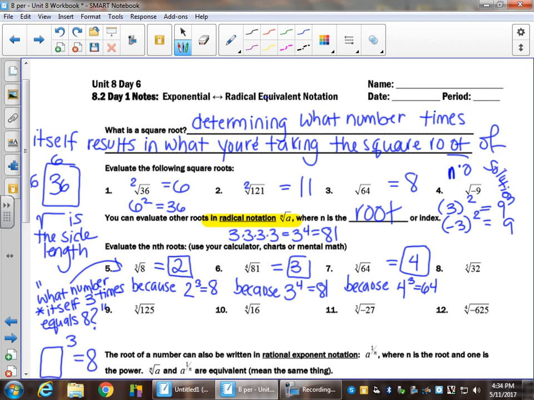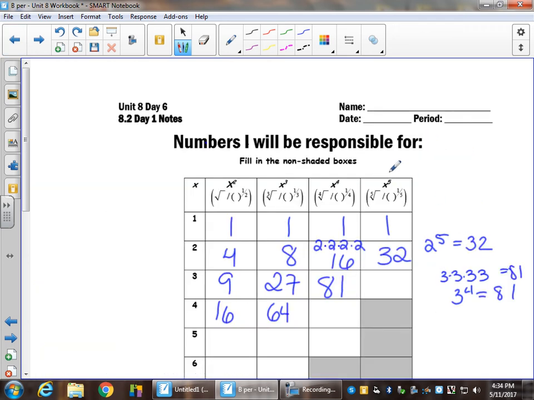So what I'm hoping you just did is on your chart, I see that I'm taking the fifth root. So I go to my chart, I go to the x to the fifth column. There's 32. I look left, 2 is the answer because 2 to the fifth equals 32.